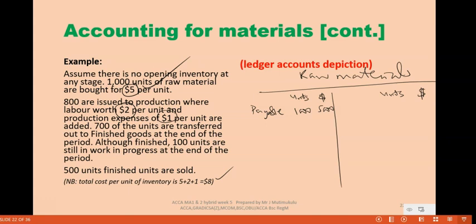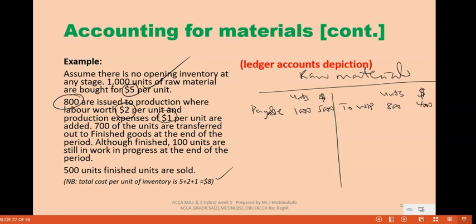And now we have to transfer the units. This is the first account. We have to transfer the units to work in progress, but we are not transferring all of them. We are only transferring 800. So we come here and say to work in progress 800 units. But remember, each unit of material is worth $5 per unit. So $5 multiplied by 800, that's 4,000.